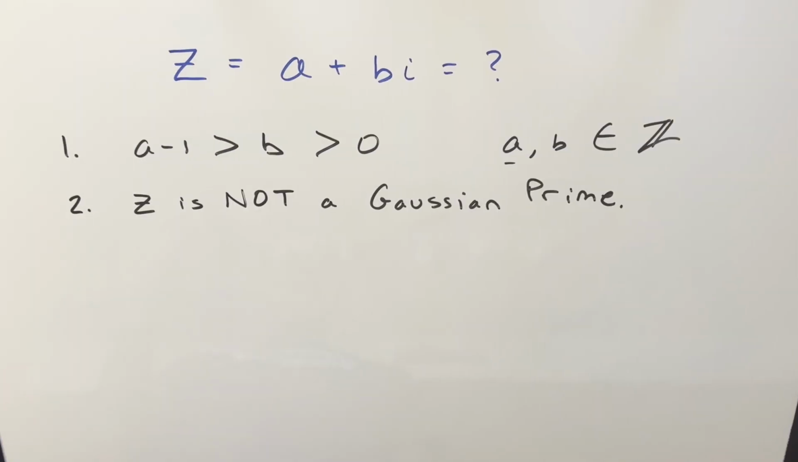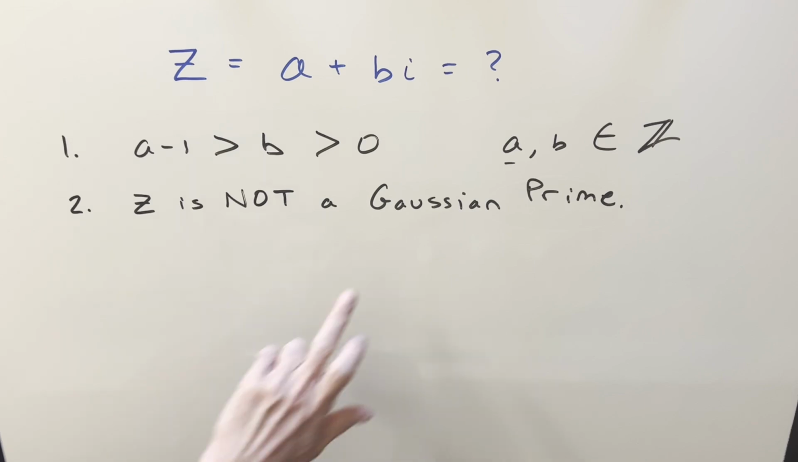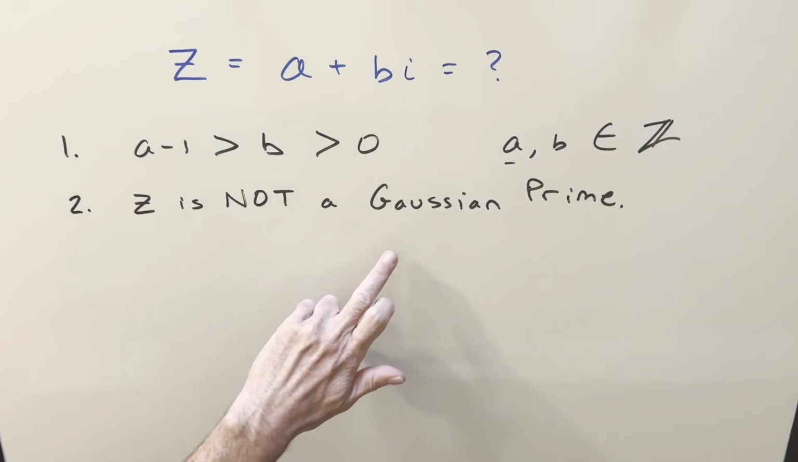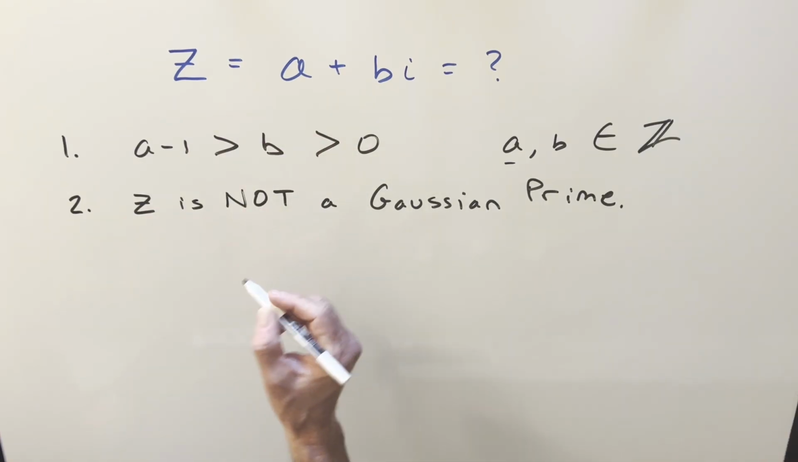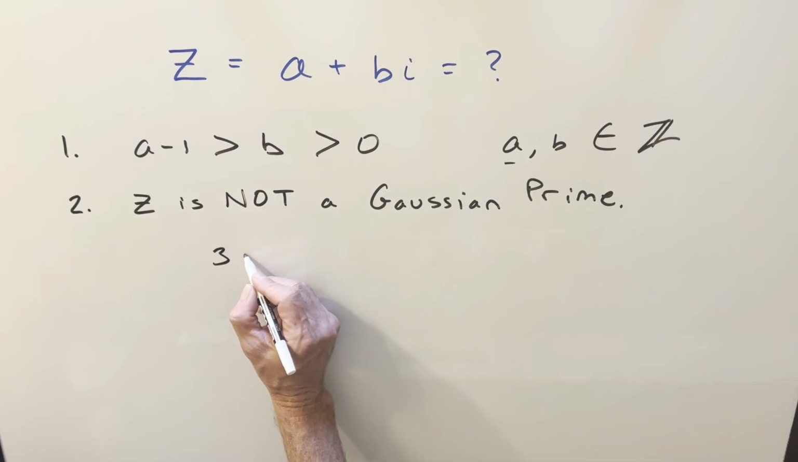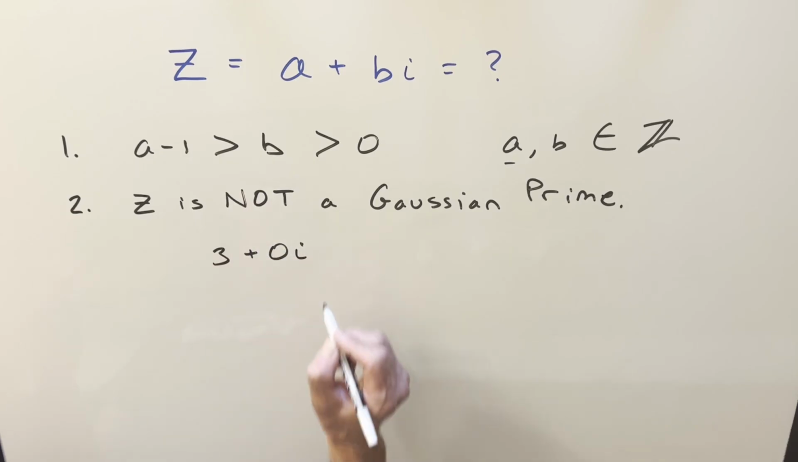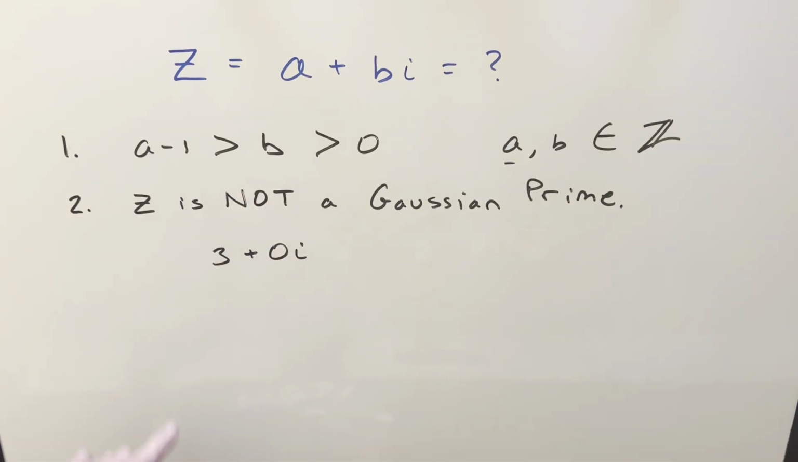Okay, number 2, z is not a Gaussian prime. Now that's interesting. We have some criteria on a Gaussian prime, which just says Gaussian prime means it can't be broken up into the multiplication of other Gaussian integers. We usually look at these in two cases. One is when one of the values is 0. So we can assess this for just a real number 3, looking at 3 as 3 plus 0i. And this would actually be a Gaussian prime as we can't break it up into smaller Gaussian integers.